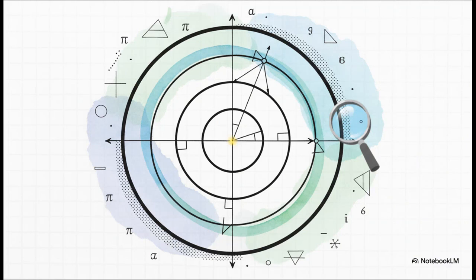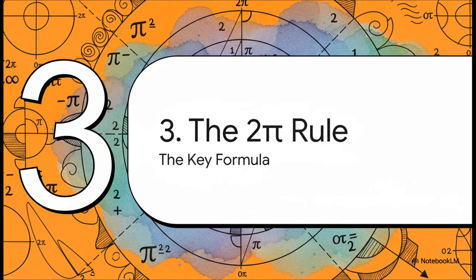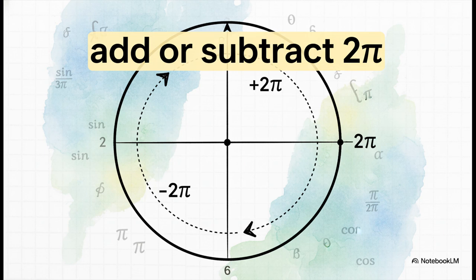And all this really means is that it doesn't matter how many times you spin around the circle, if two different angles end up stopping in the exact same spot, they're coterminal. Simple as that. The path can be way different, but the endpoint is identical. Okay, so how do we actually find these angles when we're working with radians? Well, it turns out there's one super simple rule that governs the whole thing. That's it. That's the rule. You just add or subtract 2 pi.